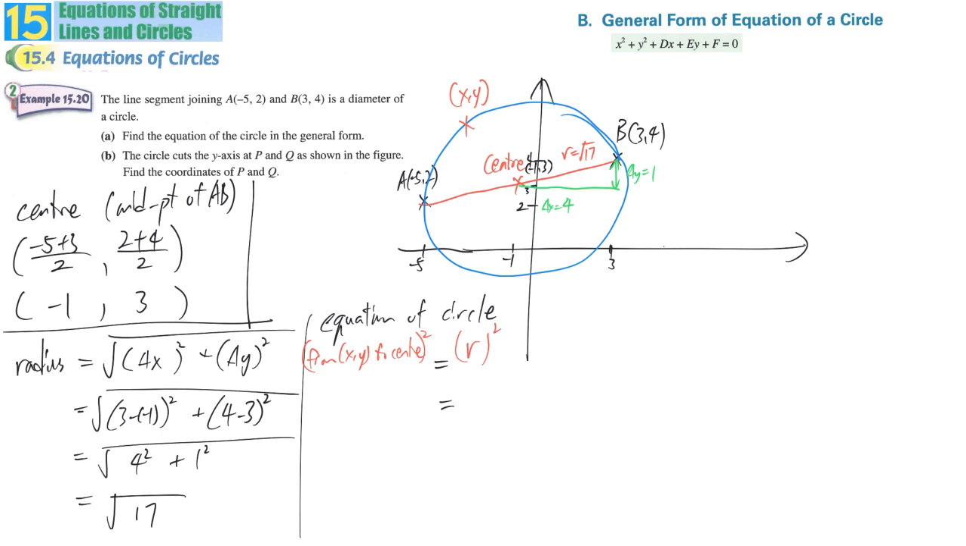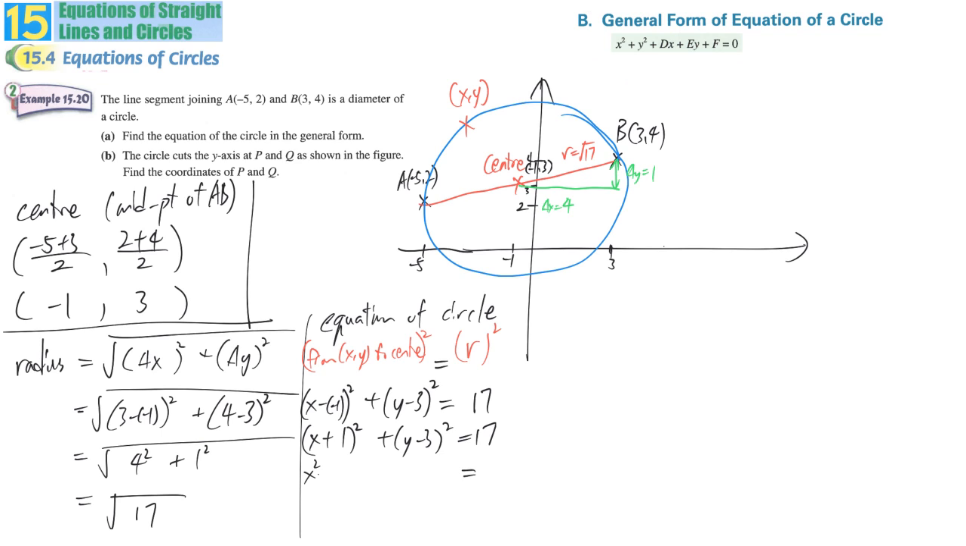Therefore, in standard form, we just write down x minus -1 bracket squared plus y minus 3 bracket squared is equal to r squared. R squared here means 17. So it's x plus 1 bracket squared plus y minus 3 bracket squared equal to 17. This is the standard form. The question asks us to write in general form, so you just need to expand it and tidy up like this.